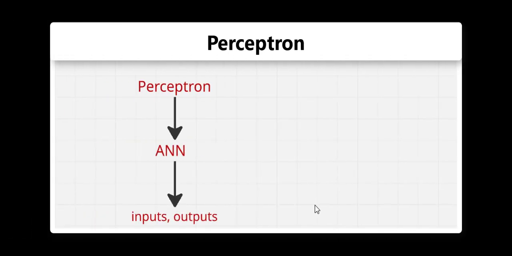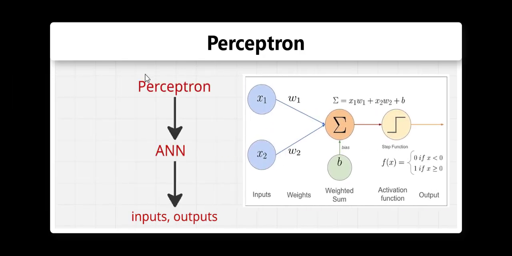Guys, now let's see the code implementation of NOT gate using neural networks. Before that, just understand what a perceptron is, because we are using a perceptron to design the neural network for the NOT gate. It is the simplest neural network, that is nothing but an artificial neural network with just inputs and outputs, which doesn't have any hidden layer. So this is what a perceptron is.